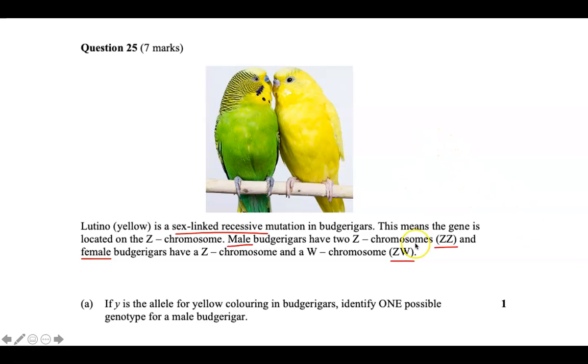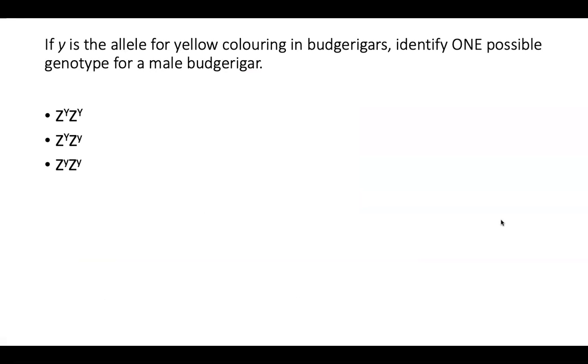And it actually tells you here in the question: male budgies have 2 Z chromosomes, so ZZ is the possible option. Now, the only trick to that is you needed to include the alleles. So I've used Y for yellow, which is what it asks for later in the question. So Z big Y, Z big Y; Z big Y, Z little y; or Z little y, Z little y. So they're the 3 options that we're looking for.